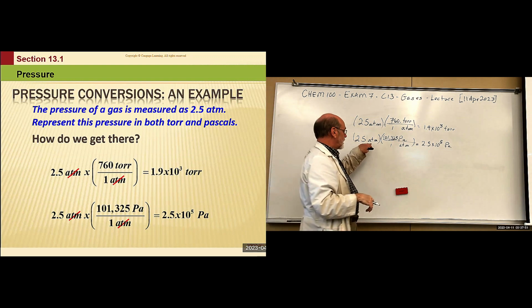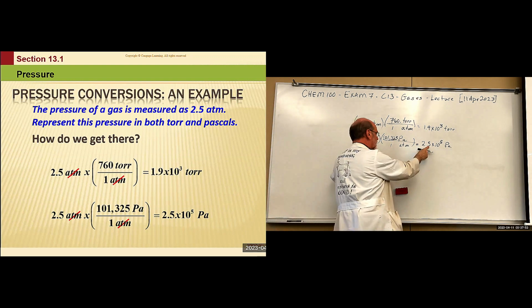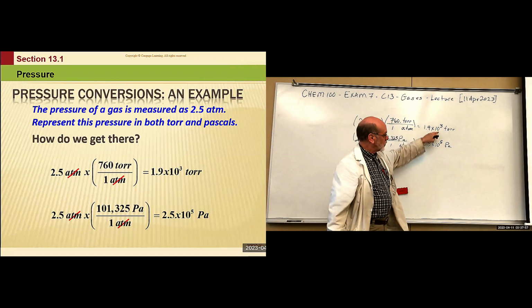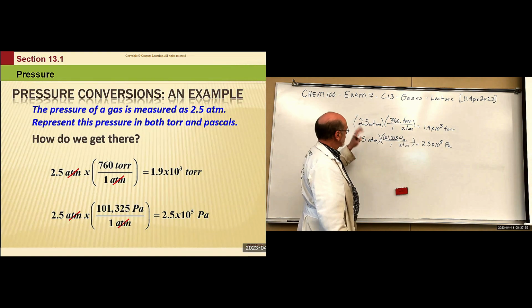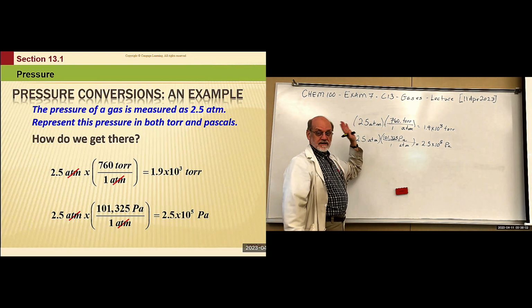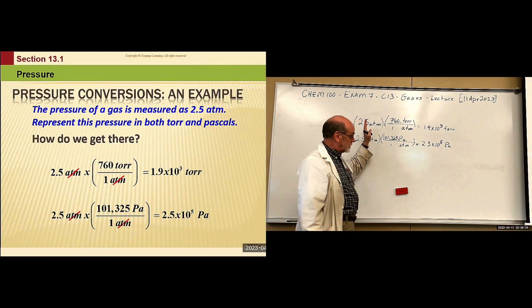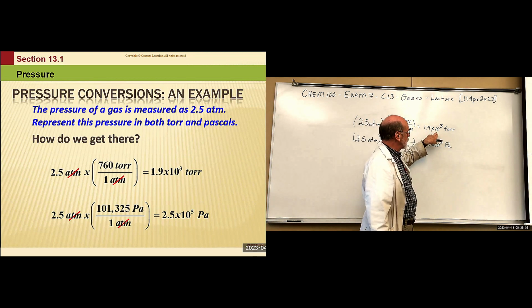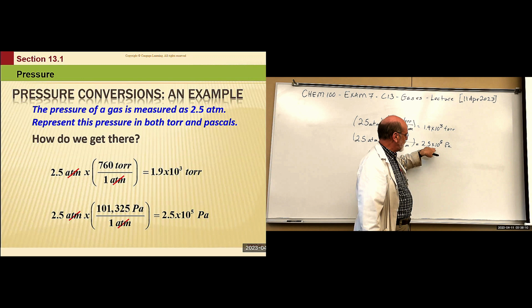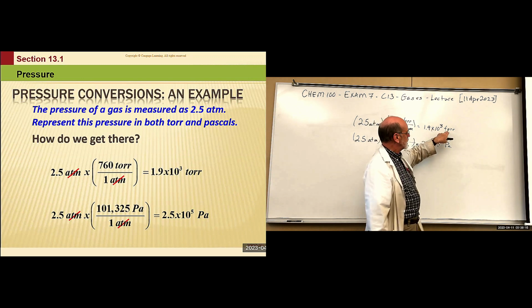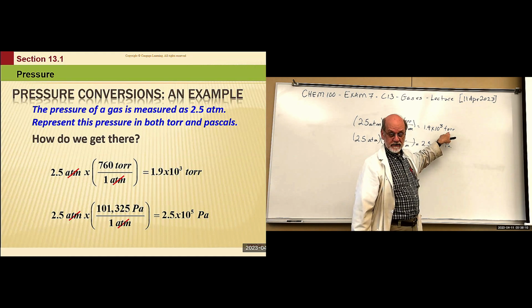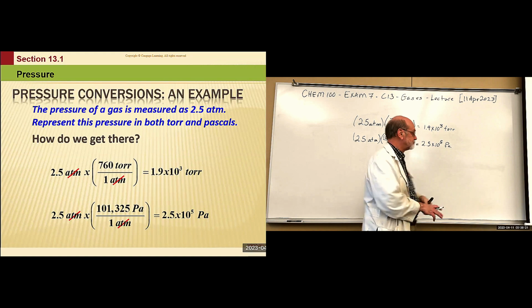Okay, so again, the number gets bigger, the unit gets smaller. But we can also compare torr to pascals, right? For the same pressure, you have fewer torr than you do pascals. So the number gets bigger from here to here, the units get smaller. So the pascal unit is smaller than the torr unit.